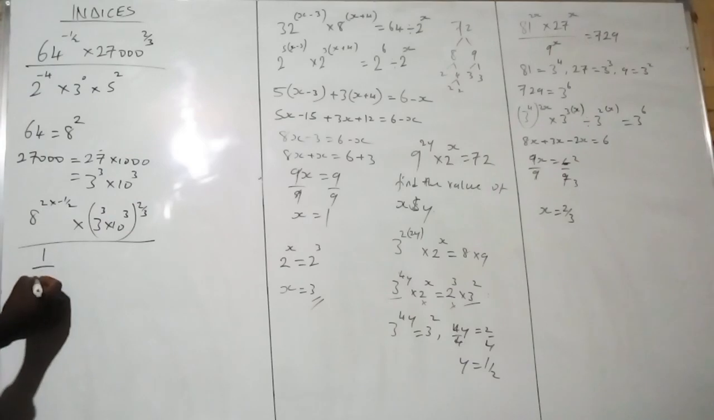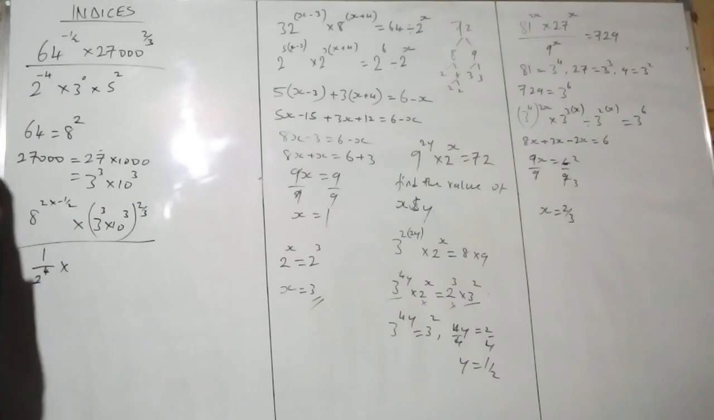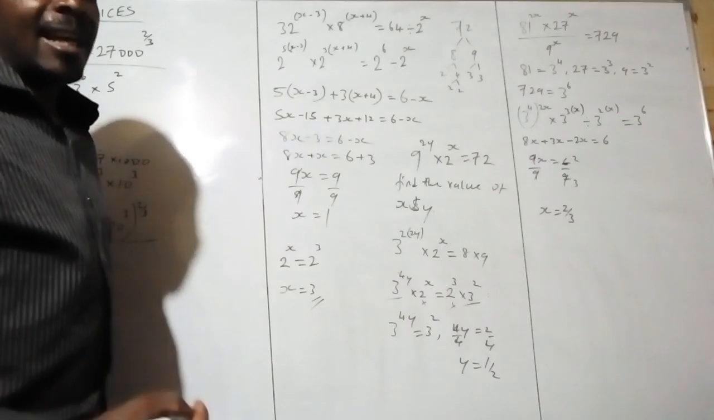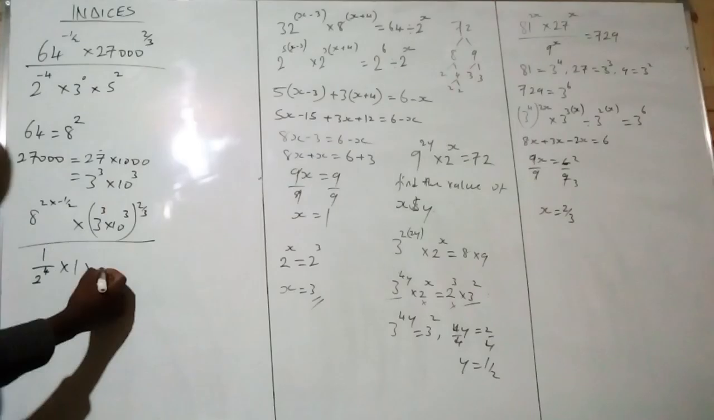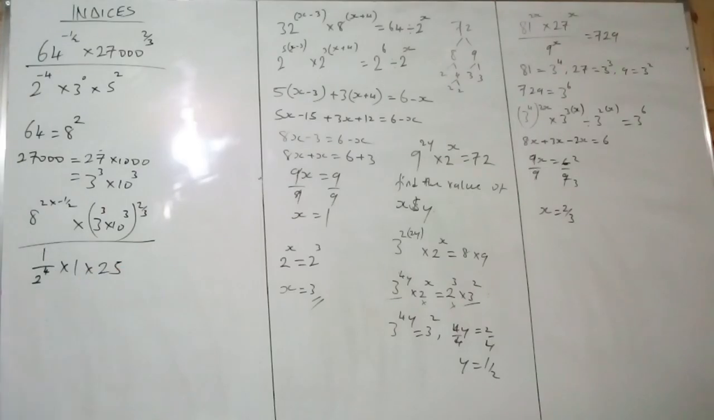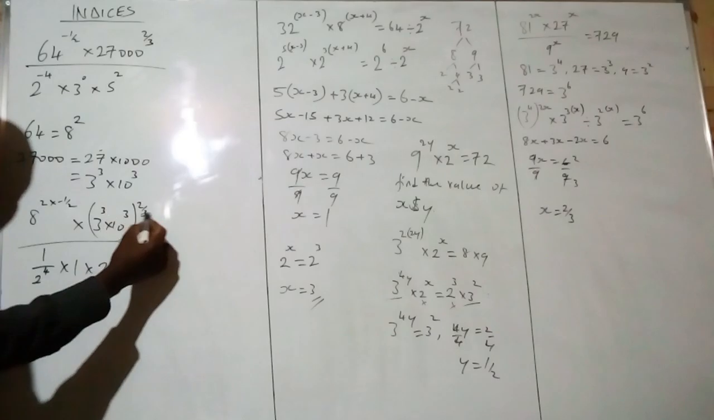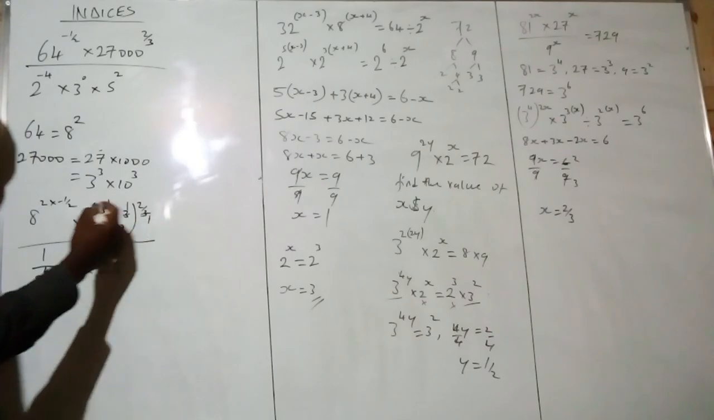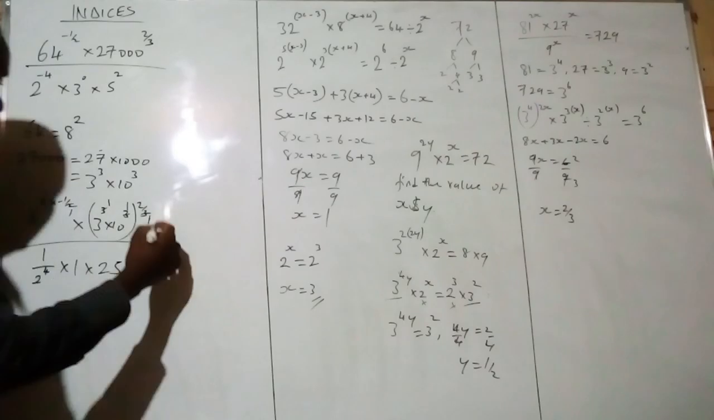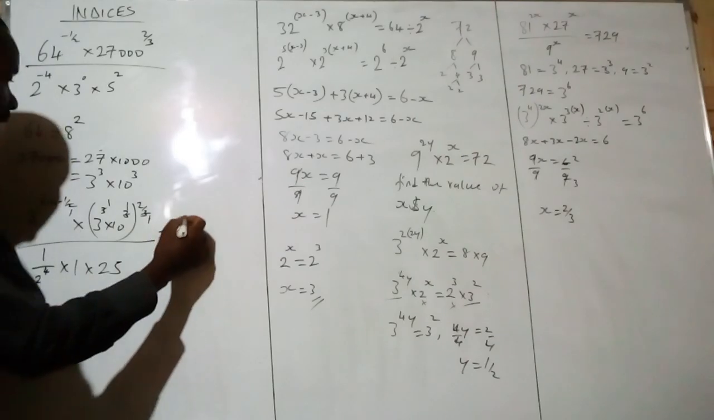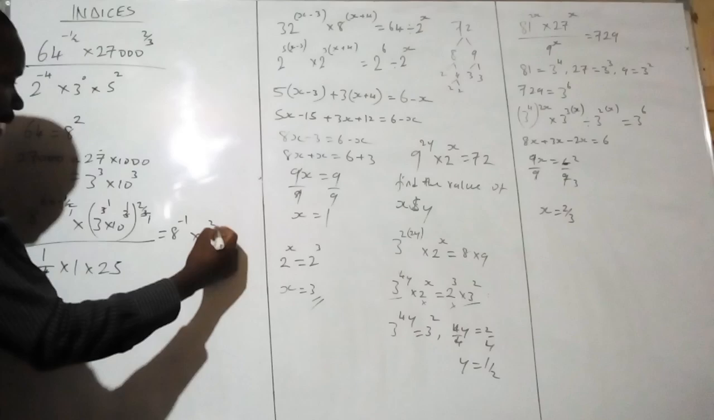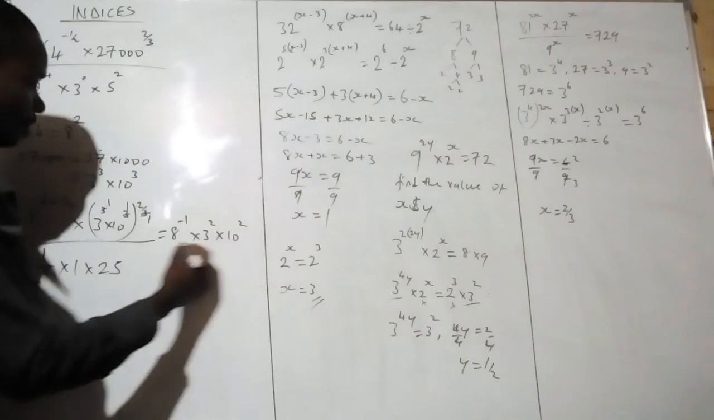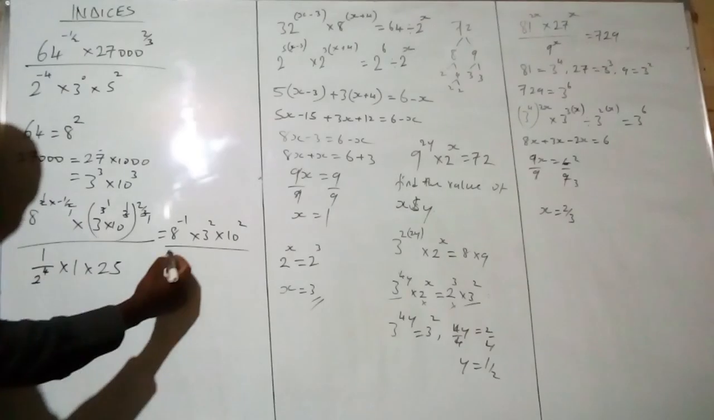This is simple. 3 raised power 0, we have said that according to the law of indices, any number raised power 0 is 1. You can say times 1. Then 5 squared is the same as 25. Good. Cancel by 3, 1 by 3, 1. By 3, 1 by 3, 1. By 2, 1 by 2, 1. To have 8 raised power negative 1 times 3 squared times 10 squared all over 1 over 2 raised to the power 4 is 16 times 25.